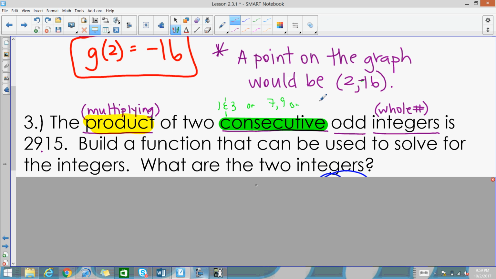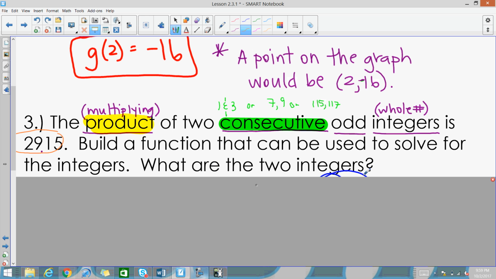Or pick a crazy one. How about 115? Its consecutive odd integer would be 117. Those are 2 consecutive odd integers. Anyway, so it says when you multiply 2 consecutive odd integers together, its product is 2,915. Build a function that can be used to solve for the integers.